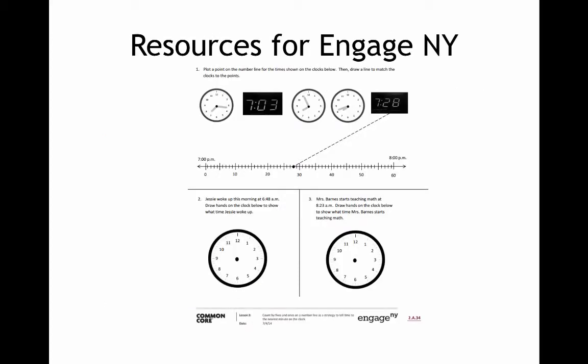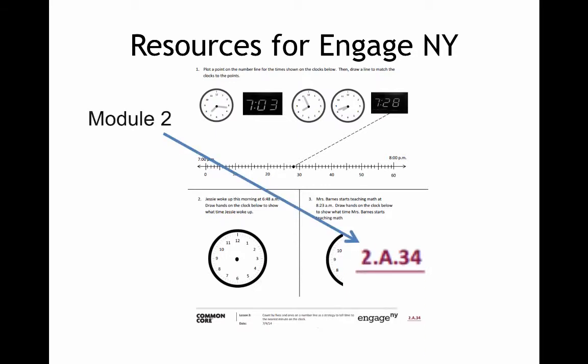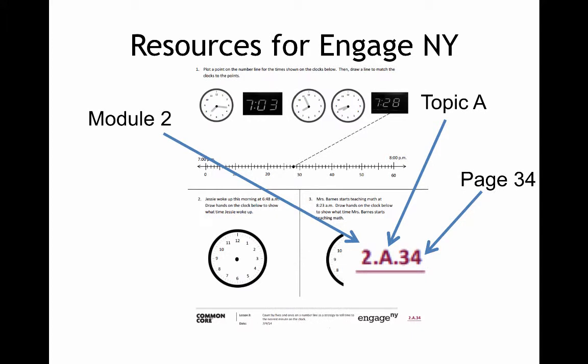If your child is in Engage New York, what you'll need to be able to find resources is on their homework, the page number. So if we look at that, the first number is the module. So this page is from Module 2, it's from Topic A, and it's page 34. If you log into the Engage New York website, there are resources for you, including videos, but you do need to know the module number and the topic that your child is on.